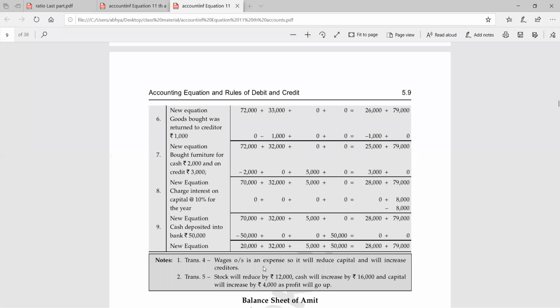We will have a separate column. Then we are going to deduct it from capital. For interest on capital, I told you to deduct from the capital and add back to the capital, leaving no effect on the accounting equation.